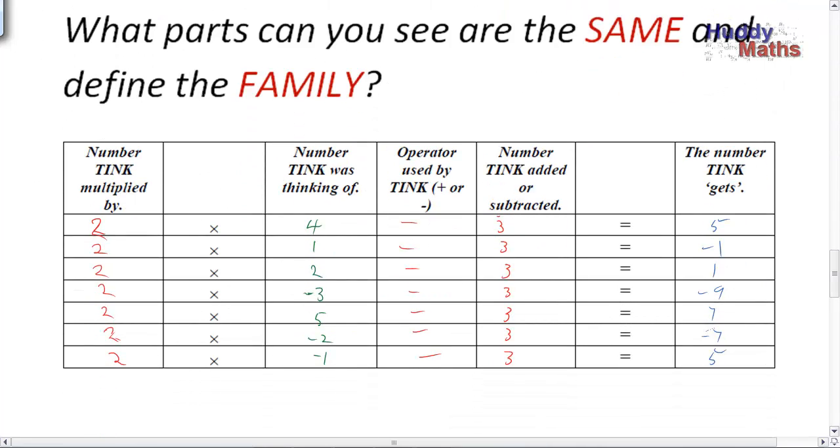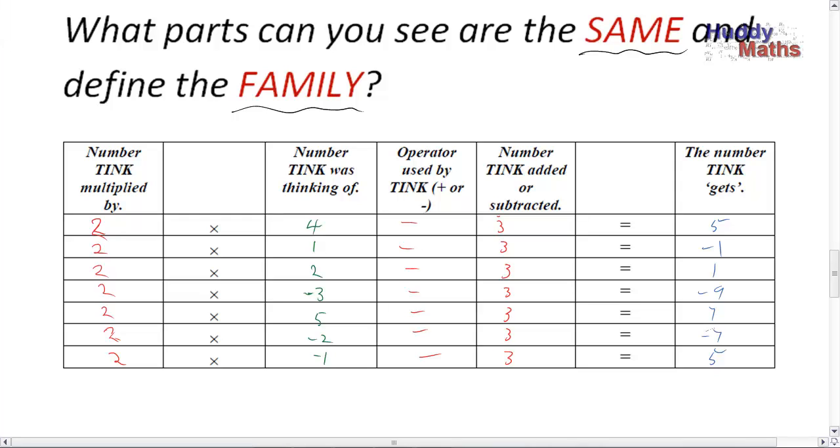Okay, this is what I got. This is on one of the runs. I'm only going to show you one, and then we'll talk about it. What parts can you see are the same and define the family? I'll give you a little hint, mate. Look at the red. I think the red's a clue.